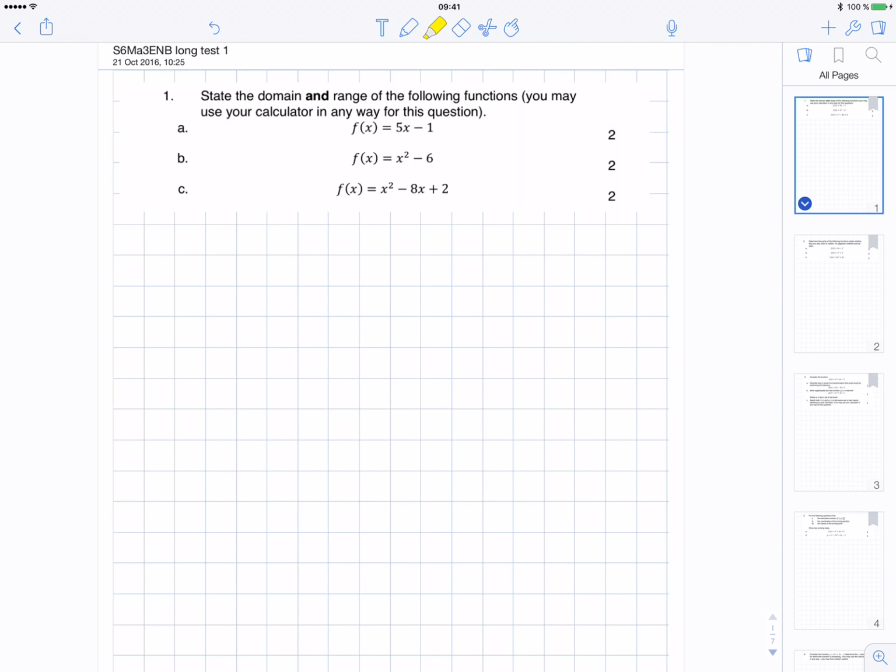State the domain and range of the following functions. Now, highlight what the question wants, the domain and the range. Now we can plot the functions using our calculator, but there's no restriction. There's nothing here that says x has some sort of restriction. So for question 1a, if it's a polynomial of order 1, you should know that the range and the domain will always be, as long as it's not restricted, all real values.